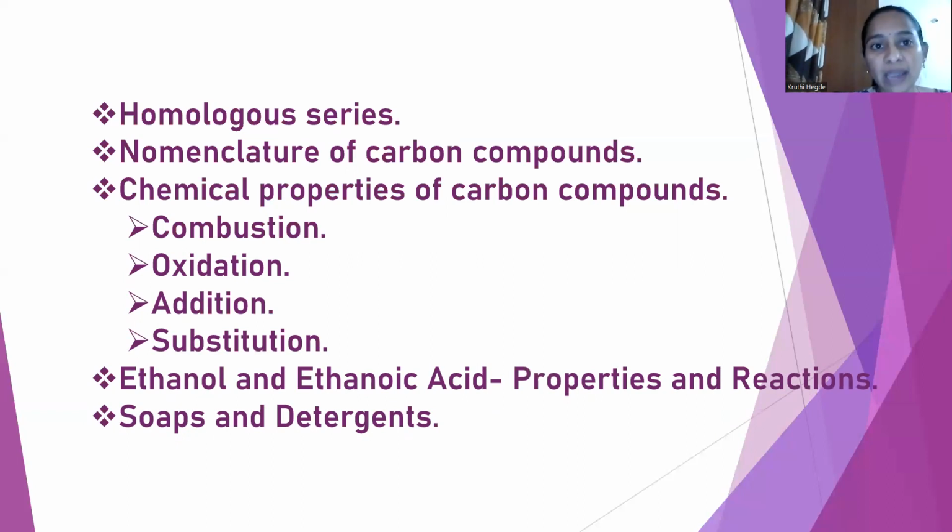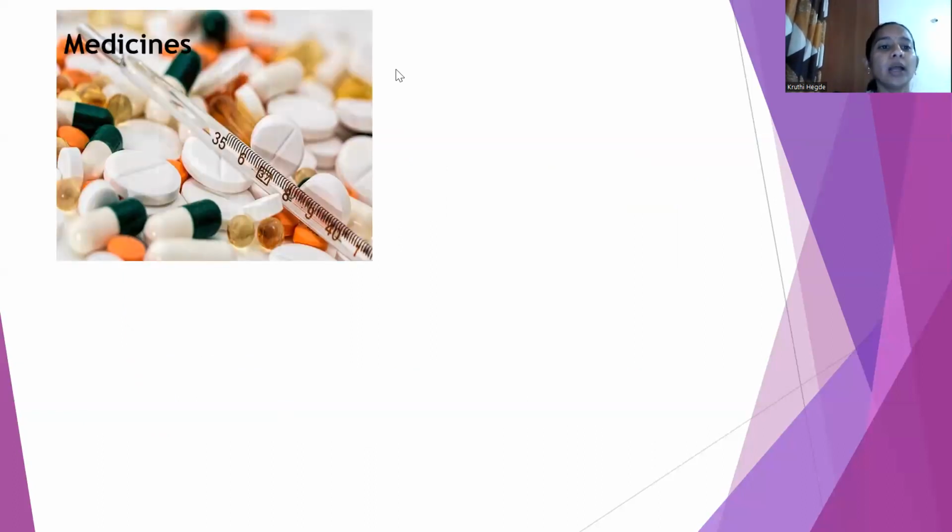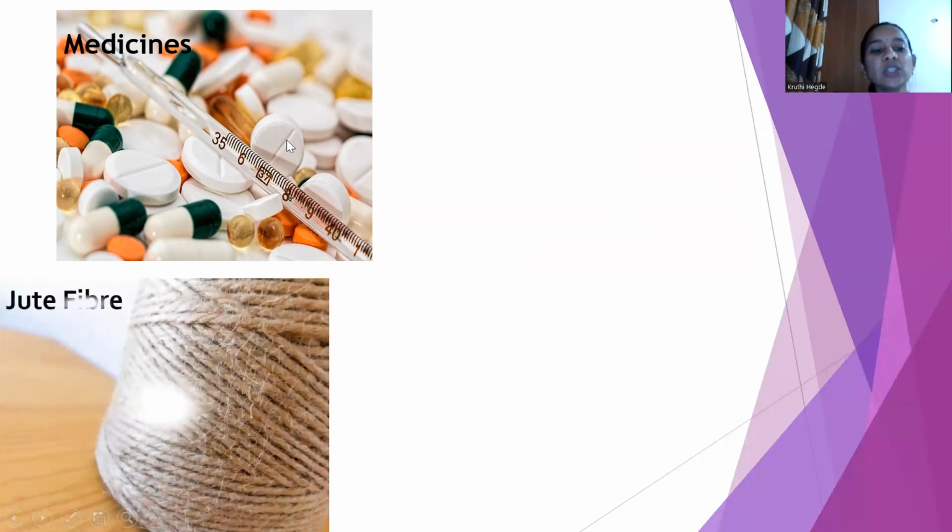I'll move ahead. So I'm showing you certain images. You should try to recognize what it is made up of. So here medicines are there, what would they be made up of? Yes, you might be thinking it's made up of chemicals. Okay, fine. Let me move ahead. This is jute fiber. Jute fiber is made from jute plant, right?